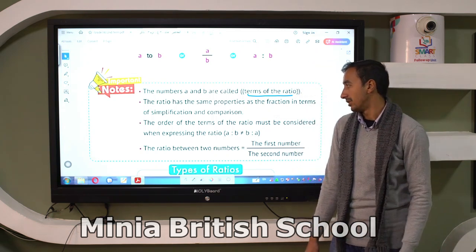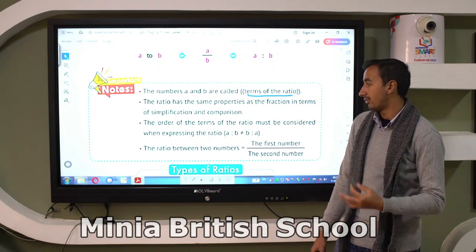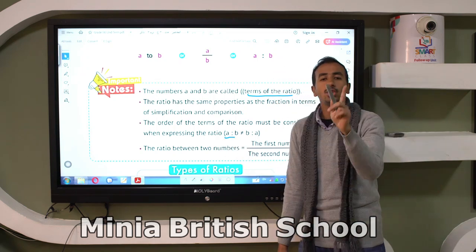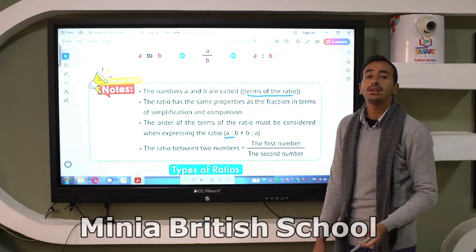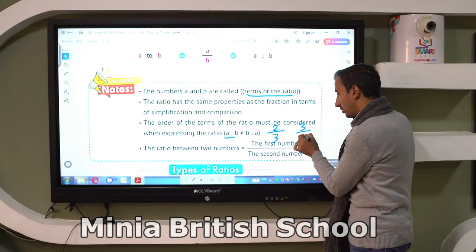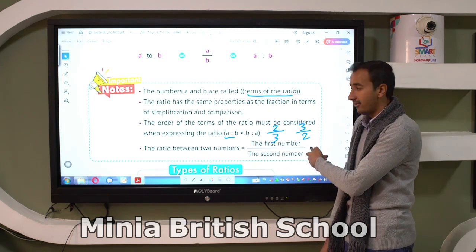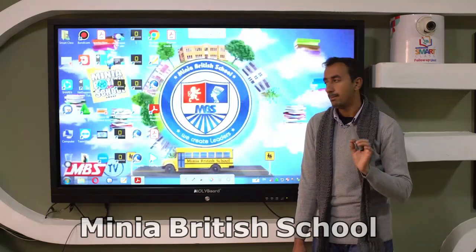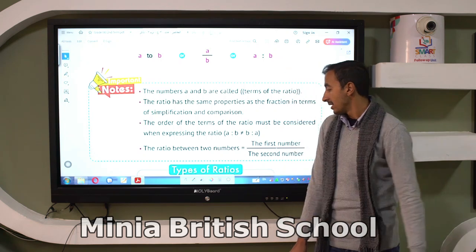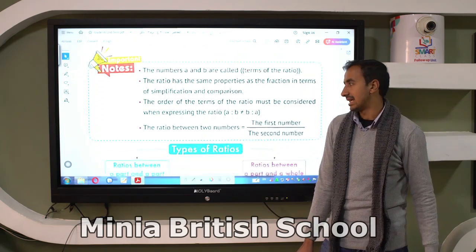The ratio has the same properties as a fraction in terms of simplification and comparison. The order of the terms of the ratio must be considered: A to B is not equal to B to A. Can you say the fraction 2 to 3 is equal to 3 to 2? No, because this is a proper fraction but that is an improper fraction. So the order must be expressed. The ratio is equal to the first term over the second term.